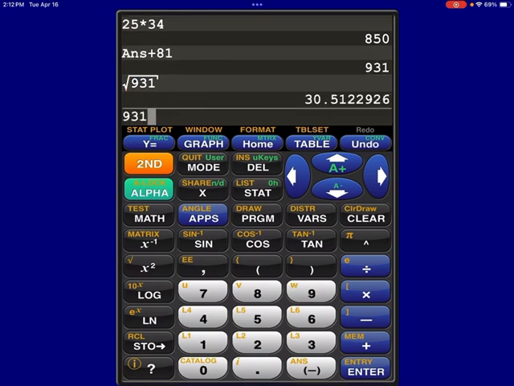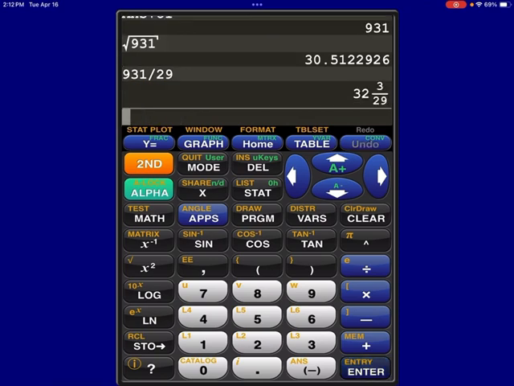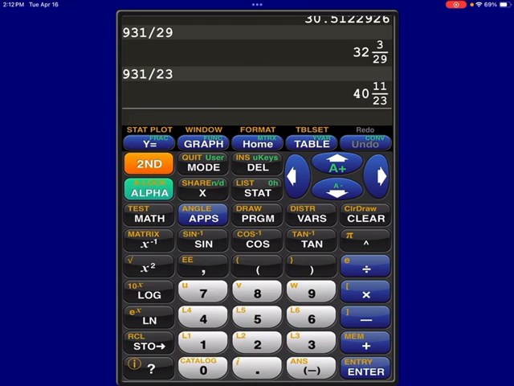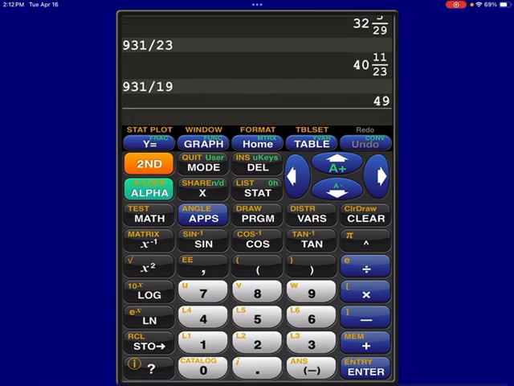931, I'm going to try dividing it by, say, 29. Nope. Okay, 931. I can't divide it by 25. I'm going to try 23. Nope. Sorry. 931. I'm going to try dividing it by 19. 19 and 49. Boom. There it is.